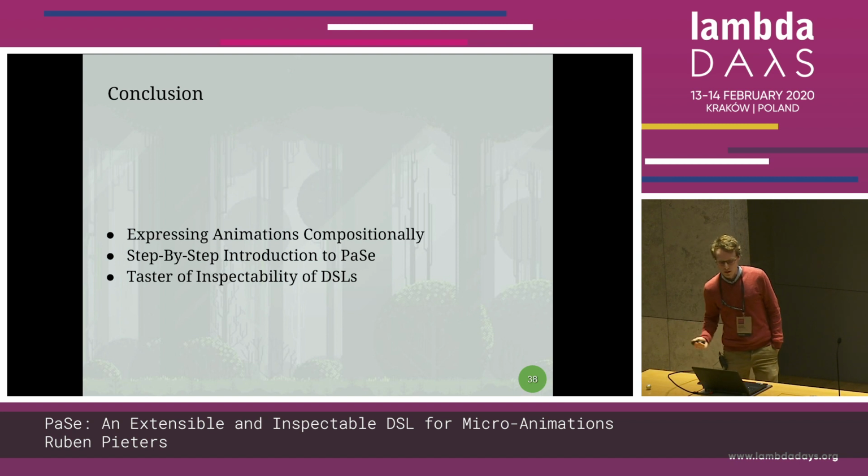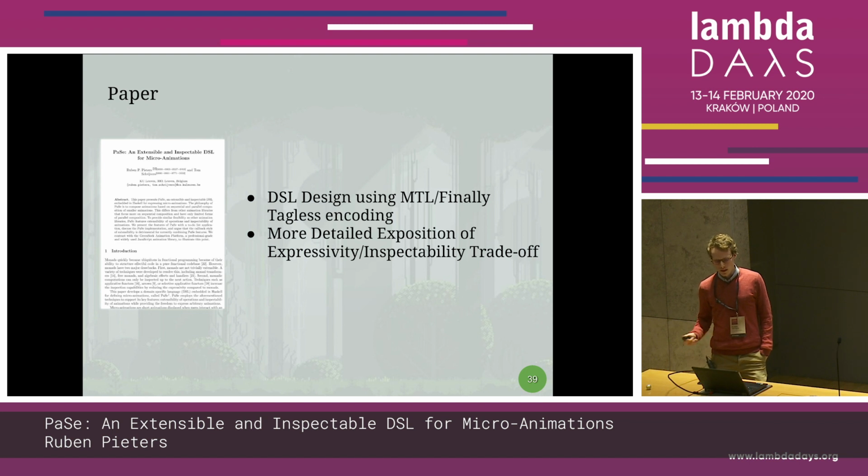So in conclusion, I gave you some examples of how to express animations in a compositional manner. By giving these examples of animations, I gave you a sort of introduction to the PaSe DSL and also gave you a taster of the trade-off in inspectability and expressivity of DSLs. The paper talks about the same topics, but goes into a bit more detail on the actual DSL design using the MTL or finally tagless encoding, and also a more detailed exposition of the trade-off that I mentioned between expressivity and inspectability.